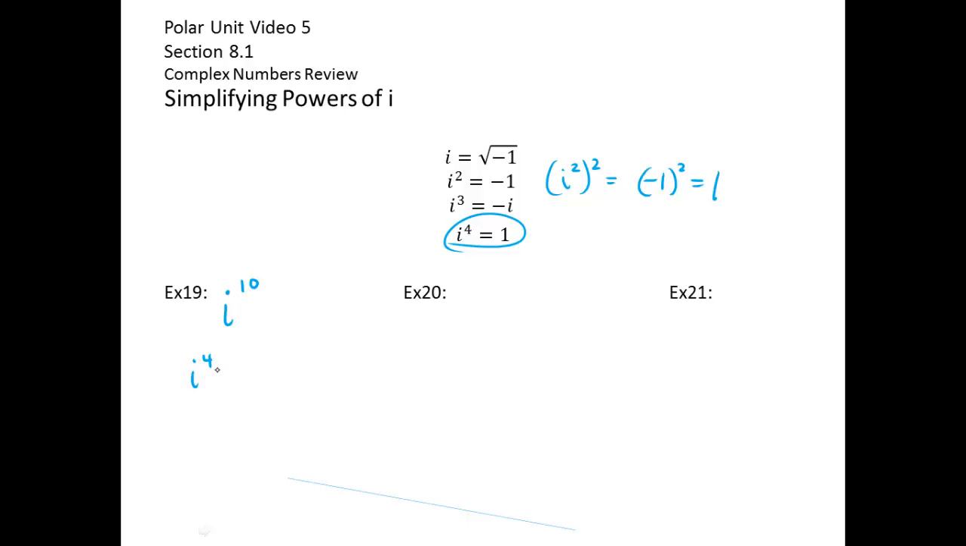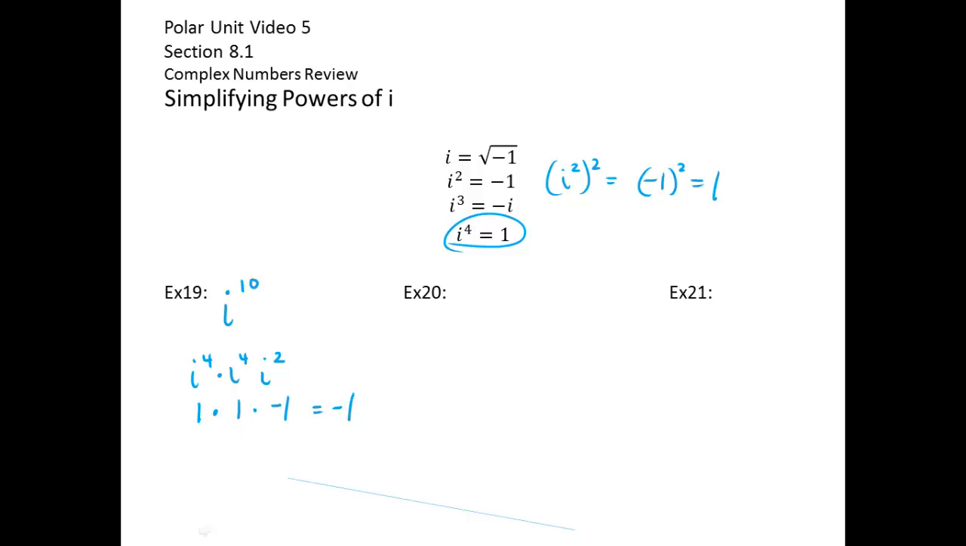So i to the fourth times i to the fourth times i squared, that actually adds up to 10. So these two things are the same. Well, i to the fourth is 1 times 1. Oh, i squared is negative 1. So 1 times 1 times negative 1 is negative 1.